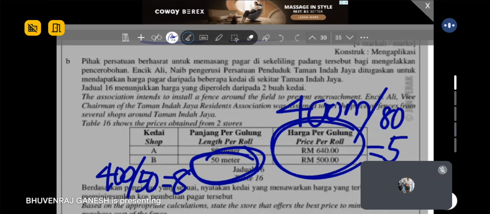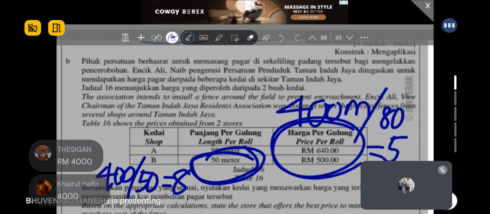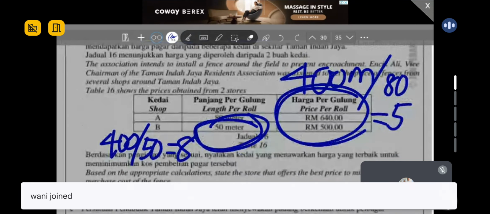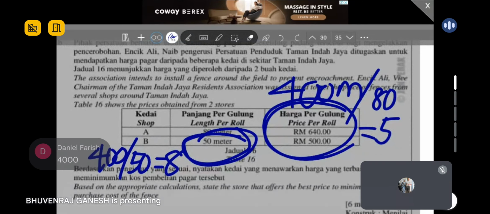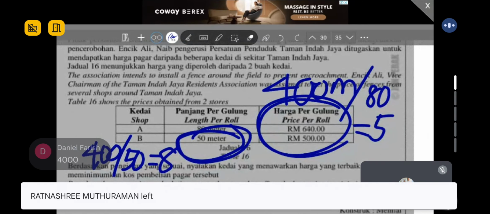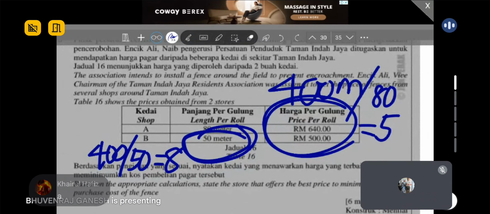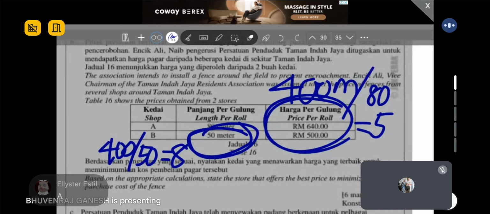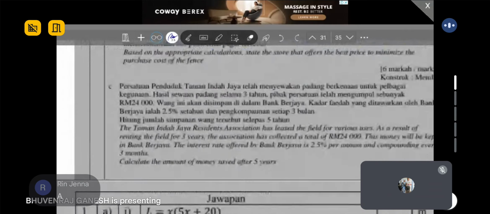Okay, soalan B. Kedai B. How much? Okay, 4,000. Correct. So you just take 500 times 8. So jawapan is 4,000. So guys, which one is the cheaper one? Kedai mana ada harga lebih rendah? A or B? Untuk jawab soalan. Simple or not guys? Mathematics sangat senang lah guys. It's so easy.